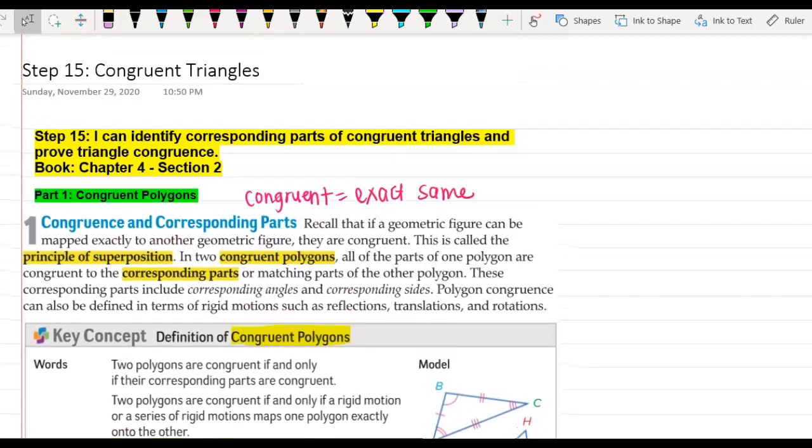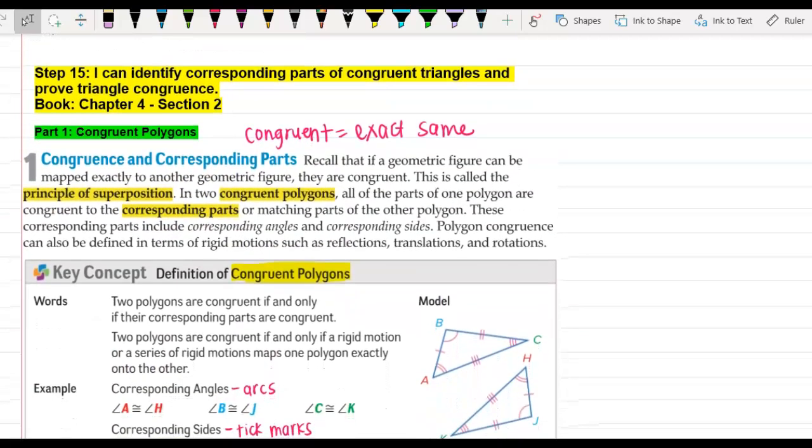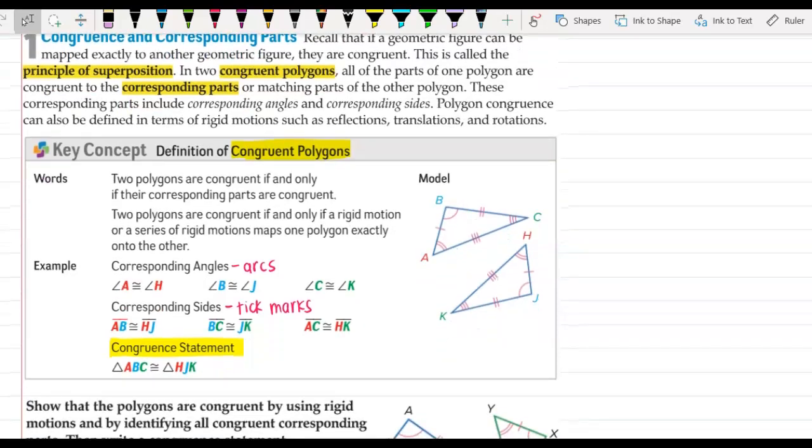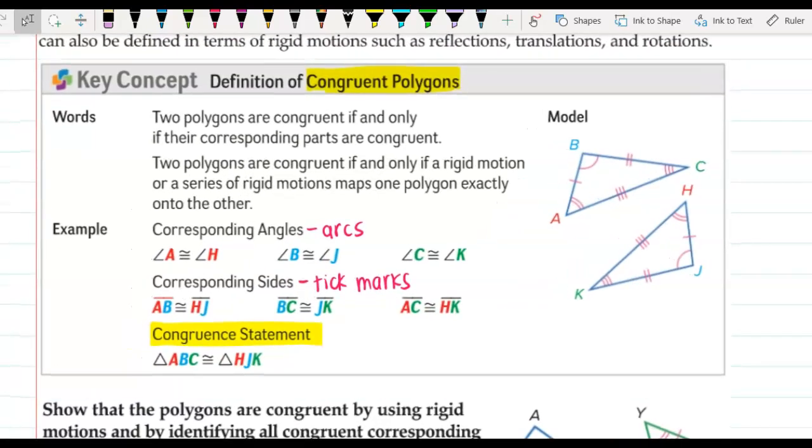So back in step 15, we talked about congruent polygons. In order to prove two polygons are congruent, we had to prove that every angle has a corresponding congruent angle and every side has a corresponding congruent side. Once we proved that all of the angles matched up with another angle and all the sides matched up with another side, we could say that they were congruent and we could write what we call a congruence statement.